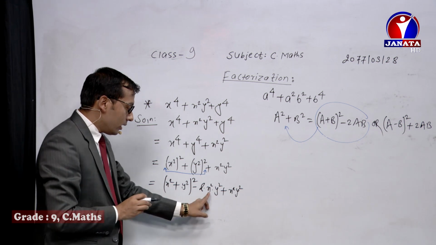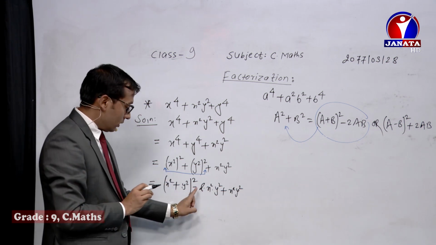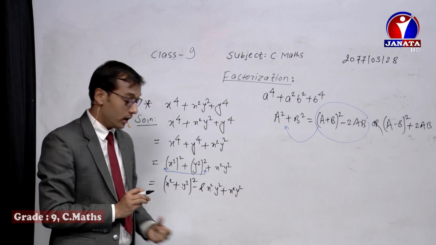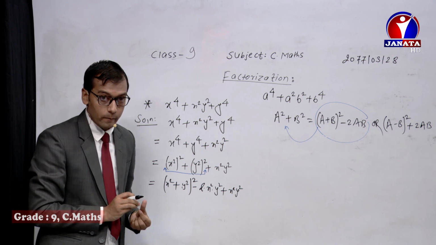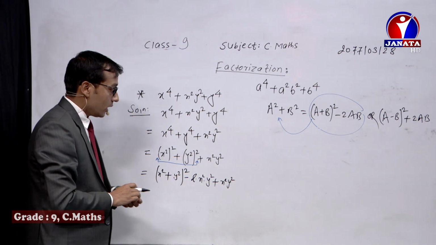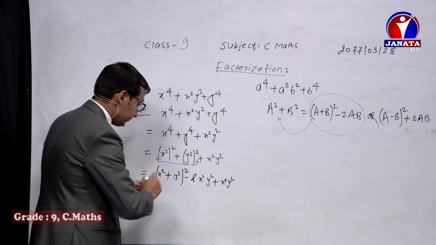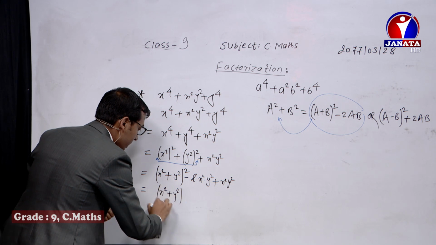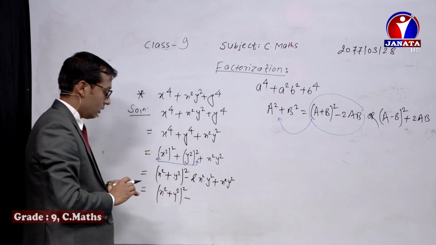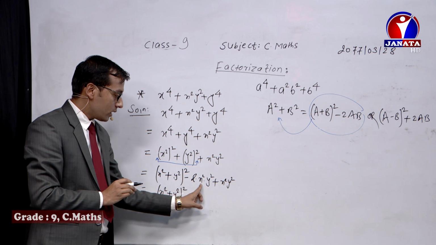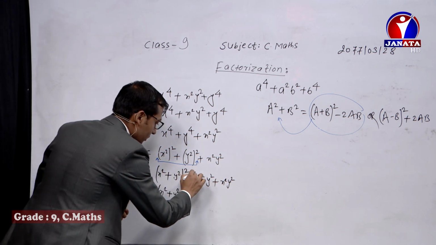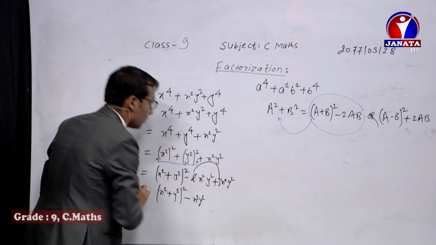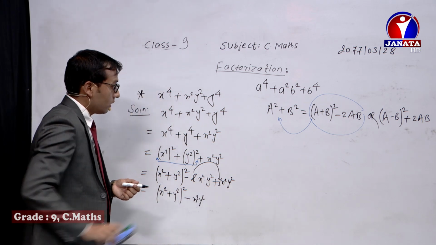Now we can see that the second and third terms are minus 2 times x square y square plus x square y square. We can subtract these two terms and simplify this. x square plus y square whole square minus 2x square y square plus x square y square, that is minus 2 plus 1. Here the coefficient is 1, it's simply x square y square. So let me write here.